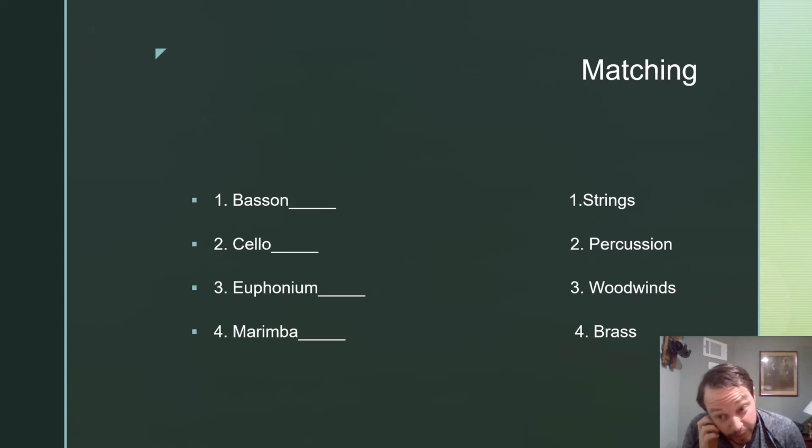And lastly, the marimba, which you may know is a close relative to the xylophone, first cousin, perhaps we can say. We should know that the xylophone is in the percussion family, and therefore so is the marimba. So the answer to number 4 would be 2, percussion. Okay, so there you go. Moving on to our next slide.